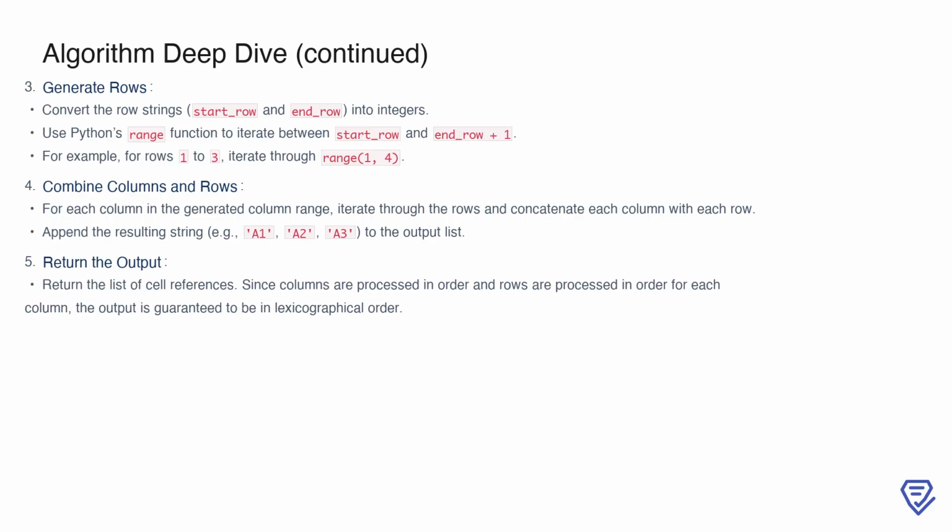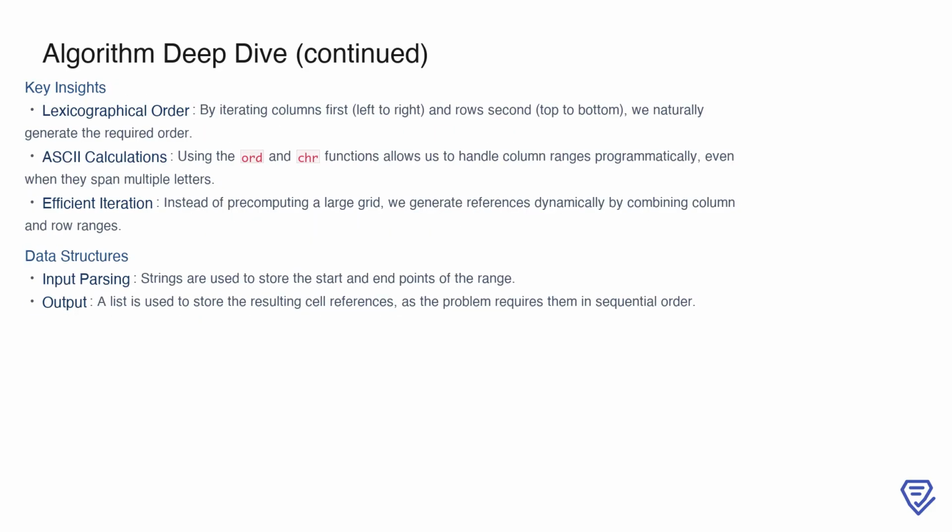There are a few important insights about the solution. First, the lexicographical order is achieved by iterating through columns first, from left to right, and then through rows, from top to bottom, ensuring the result meets the problem's requirements. Second, the use of ASCII calculations with the ord and chr functions allows us to handle column ranges efficiently, even when the range spans multiple letters. For example, this approach works seamlessly for ranges like A to Z. Third, instead of pre-computing a large grid of all possible cell references, we dynamically generate the references by combining column and row ranges. This makes the algorithm more memory efficient.